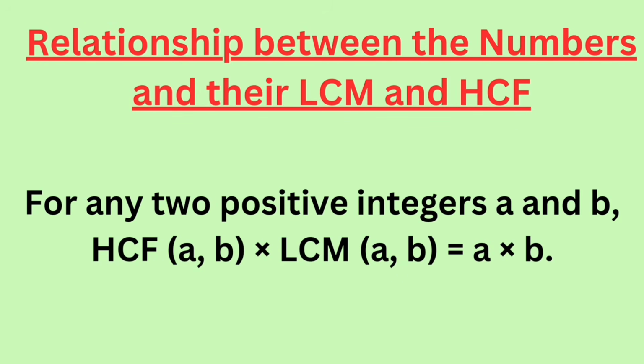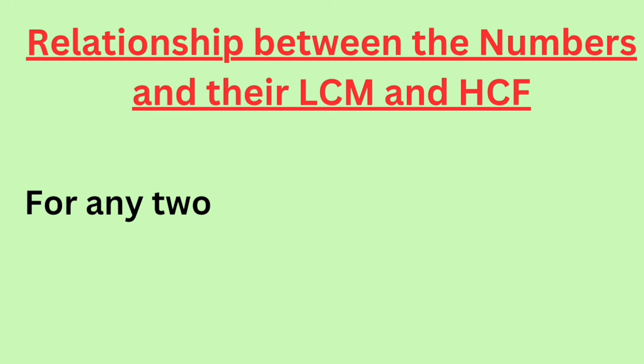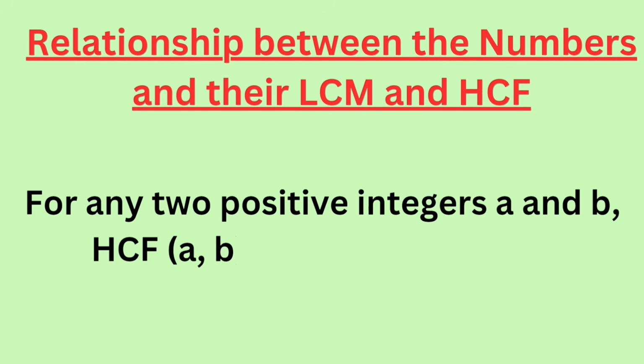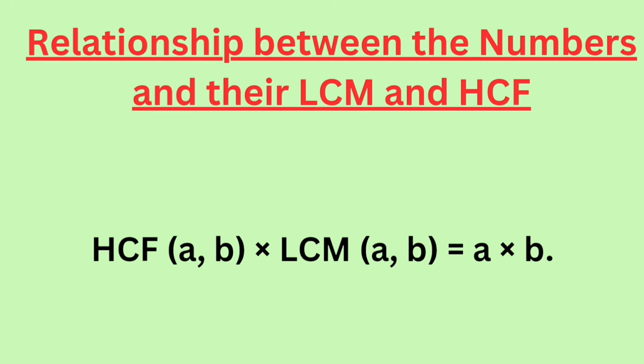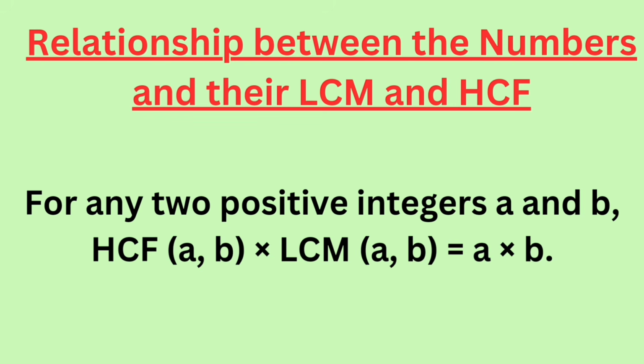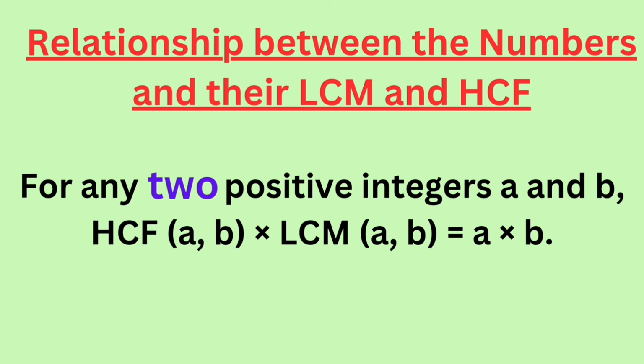The relationship between the LCM and HCF. For any two positive integers a and b, HCF into LCM equal to a into b, that is the product of the given numbers. By using this result, if you know the LCM of the two numbers, you can easily find the HCF of the given numbers. Also, if you know the HCF of the two numbers, you can easily find the LCM of the given numbers. Note that this result is true for two integers only.